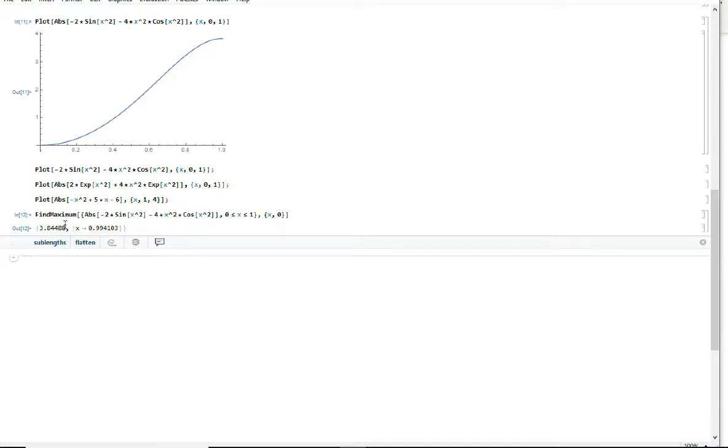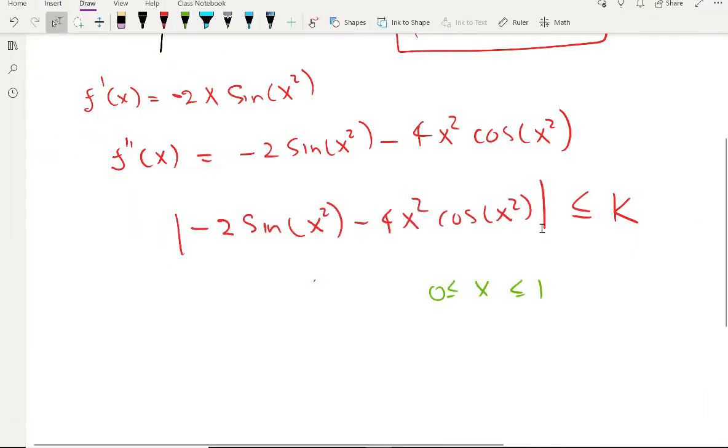And that maximum value is 3.84, let's say after rounding to 2 decimals. So 3.84 is the maximum value occurring at 0.9. After 0.9, it's starting to decrease for a small while until 1. So really, this is not a strictly increasing function. There's a small dent. How do you find that maximum? Using a calculator or Mathematica. So K value here really is 3.84.